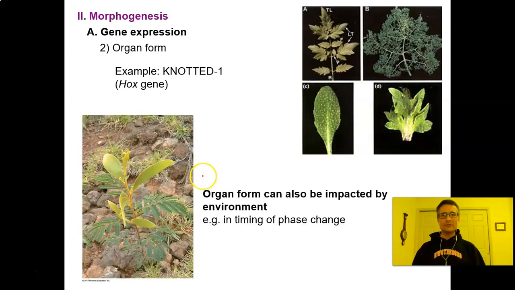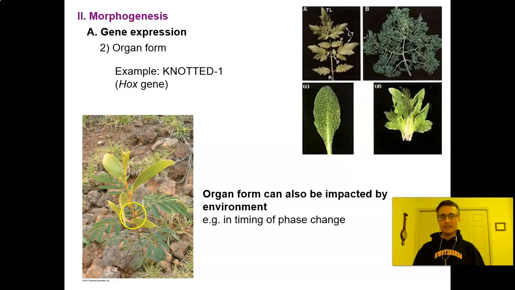I also like to point out that environment is very important in the form of organs too. And we see this over here in the timing of phase change. So as a plant starts to grow, sometimes it will begin growth in what's known as a juvenile phase. And the juvenile phase can often have organs, such as leaves, that have a very different morphology. So this is a little acacia seedling starting to grow. And notice that its leaves initially are very, very compounded, like compounded at least a couple of times.